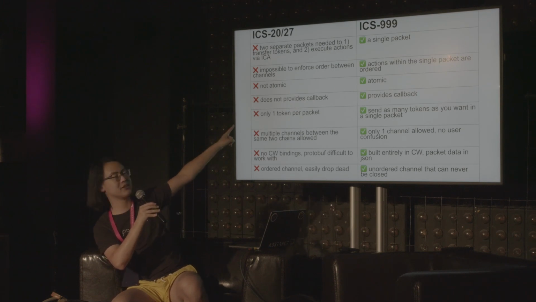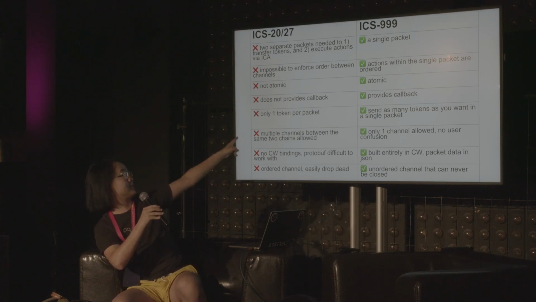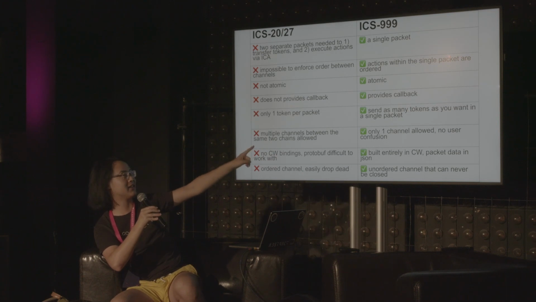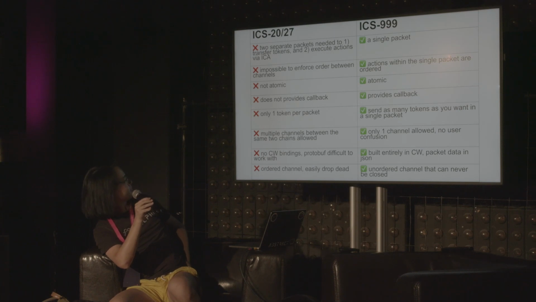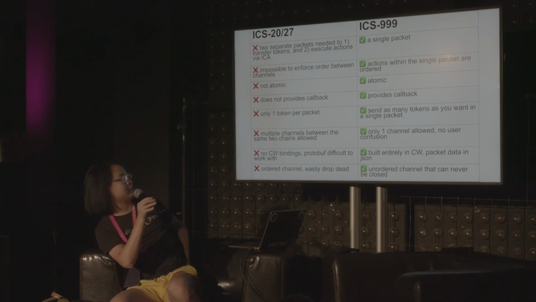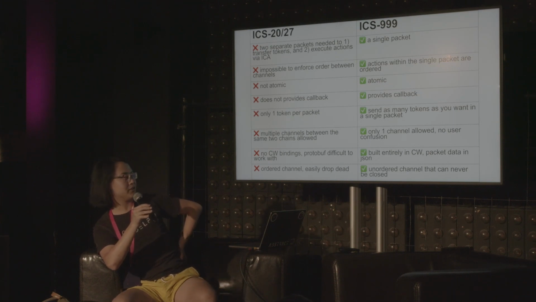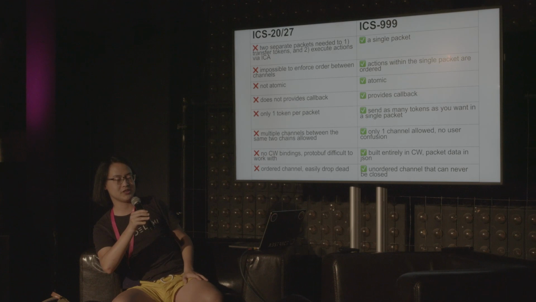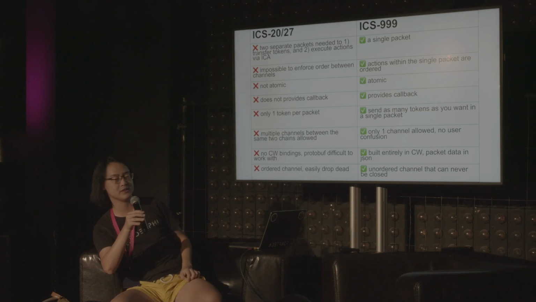Existing protocols do not provide a callback to the sender. ICS-999 does provide a callback to the sender. Existing protocols allow only one token per packet. ICS-999, send as many tokens as you want in a single packet. Existing protocols allow multiple channels between the same two chains. ICS-999, only one channel allowed, no user confusion. Existing protocols do not have CW bindings and only use protobuf encoding. ICS-999 is entirely built in CosmWasm. You can interact with it just the same way as executing another contract, and it uses JSON, which has native Rust support.